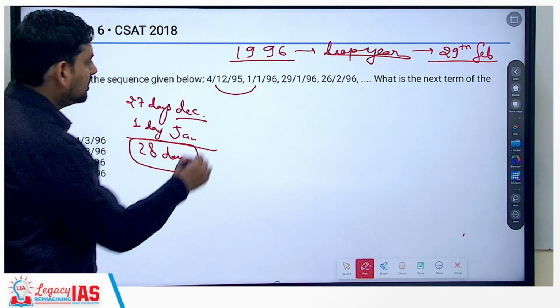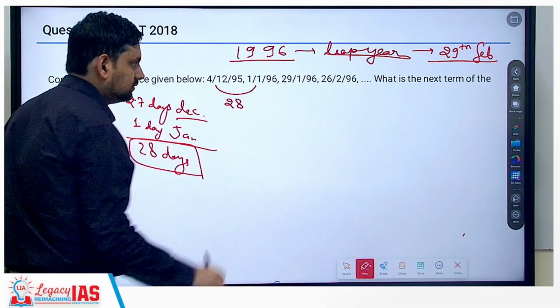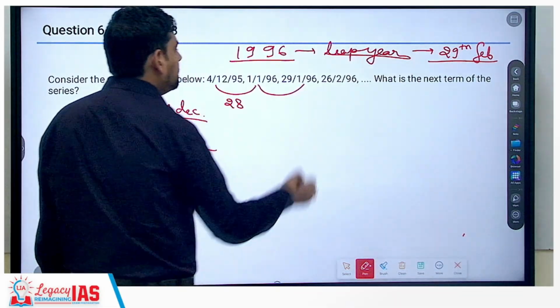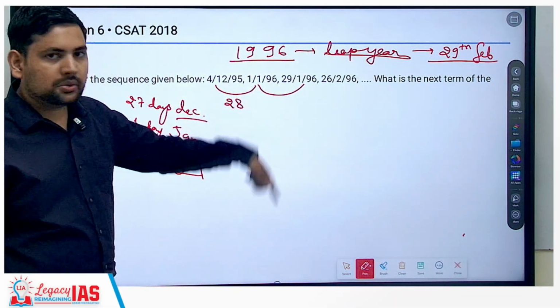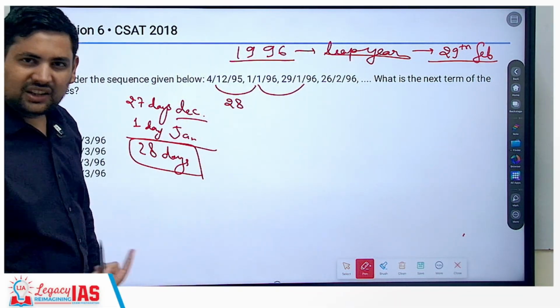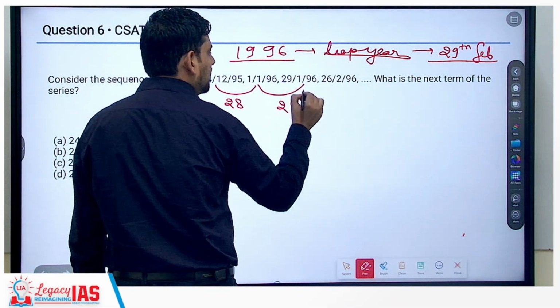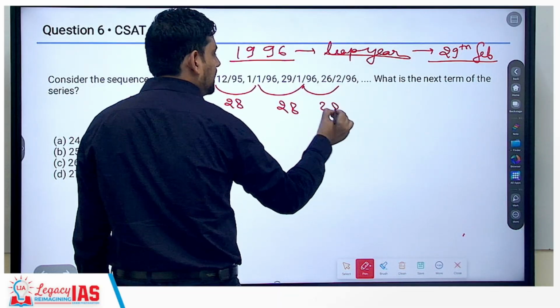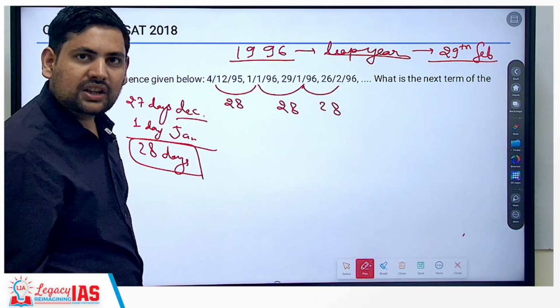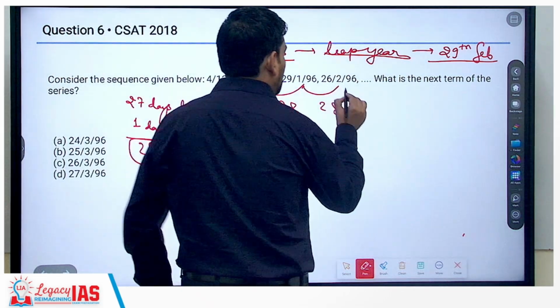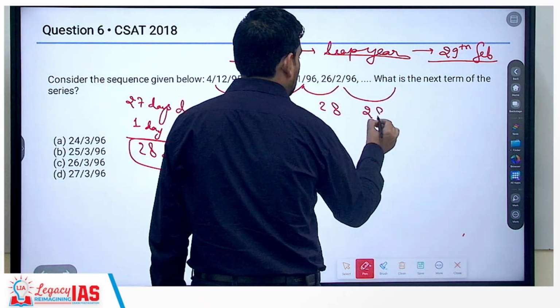Correct? So this difference is of 28 days. Next will be 1/1, 29/1. That is 1st of January to 29th of January. How many days? You can clearly do 29 minus 1. This is also 28. Next one is also actually a 28 difference. Correct? Because January is of 31 days, so 2 days here, 26 days here. Next should again be a difference of 28 days.